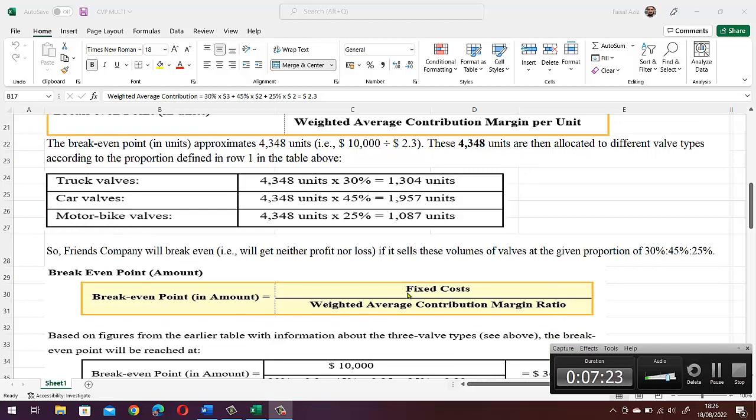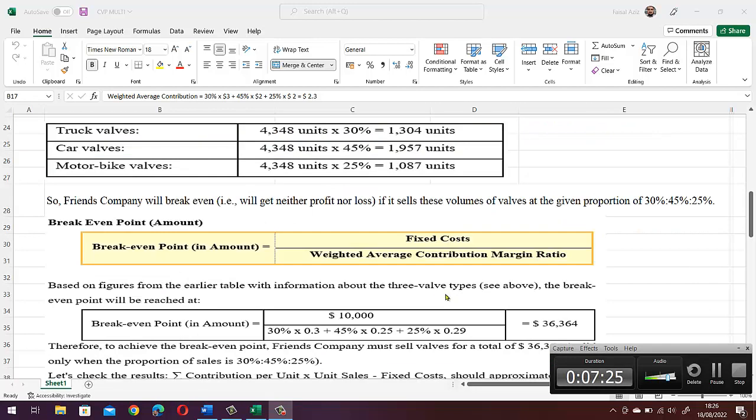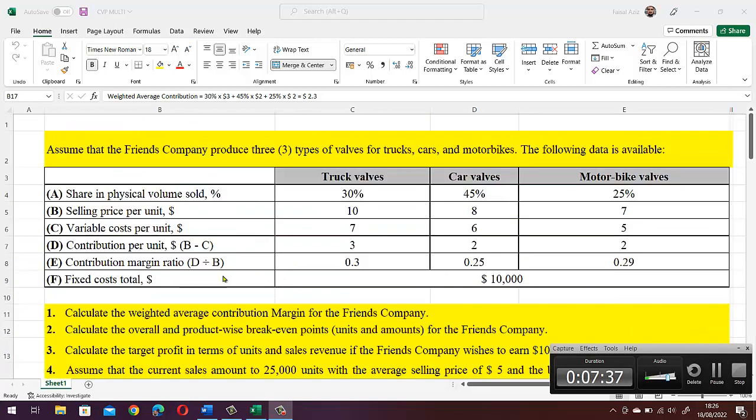Here comes the formula. According to this formula, it is fixed cost. This time it will be divided by the weighted average contribution margin ratio. The weighted average contribution margin ratio we had calculated at the beginning. You can see over here, by simply dividing the individual contribution by the selling price.